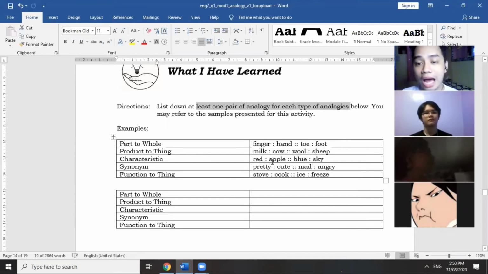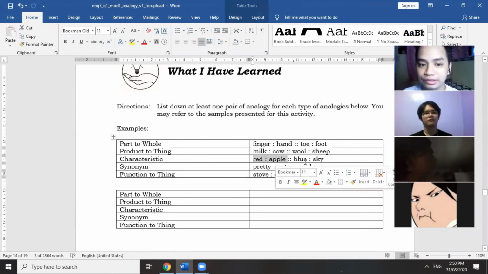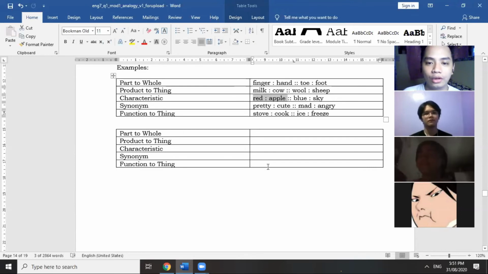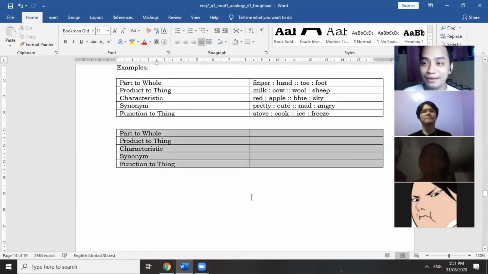Characteristic: red is to apple as blue is to the sky. Synonym: pretty is to cute as mad is to angry. Function: stove is to cook as ice is to freeze. Now for this part, you need to be the one to answer. I will give you 5 minutes for that.